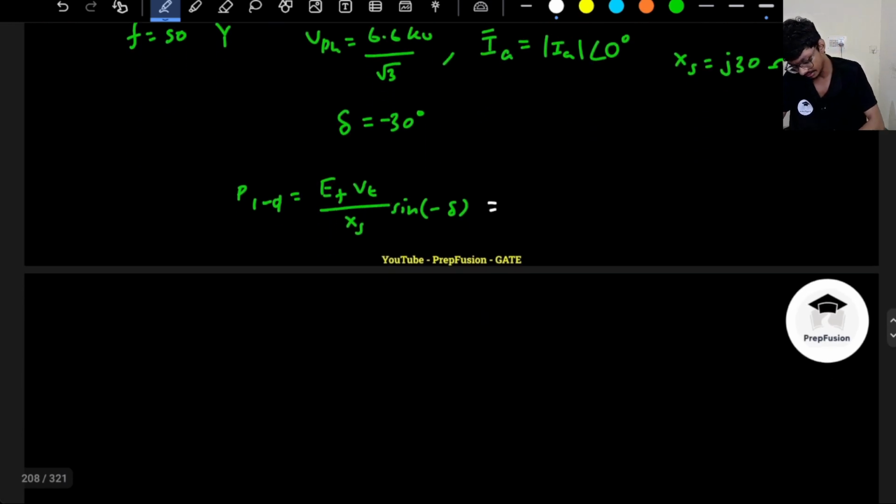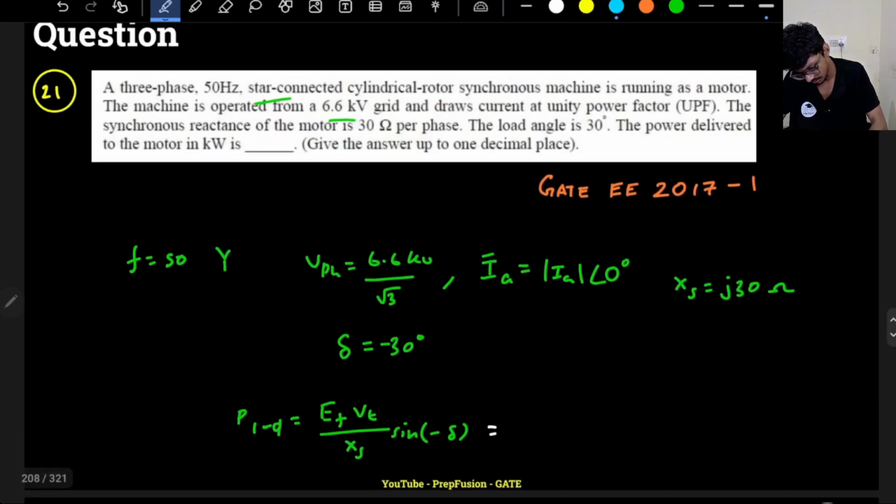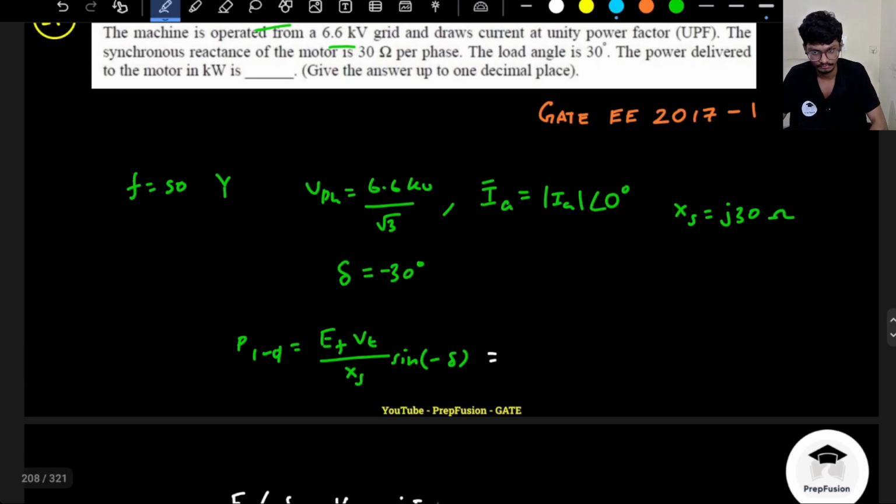So I know this thing, right? E angle delta is equal to Vt minus j Ia Xs. The load is operating in unity power factor. If it is operating in unity power factor, then it becomes quite easy. I just need to find out the Ia current.